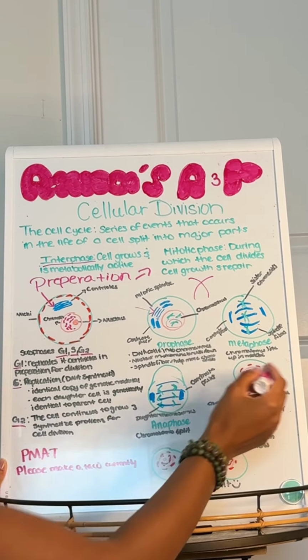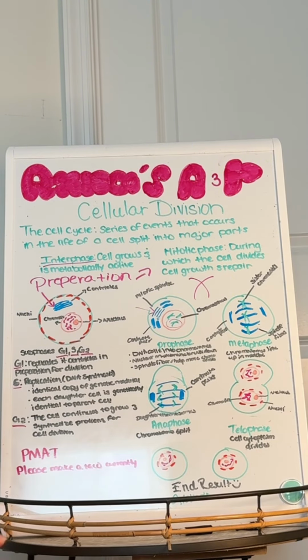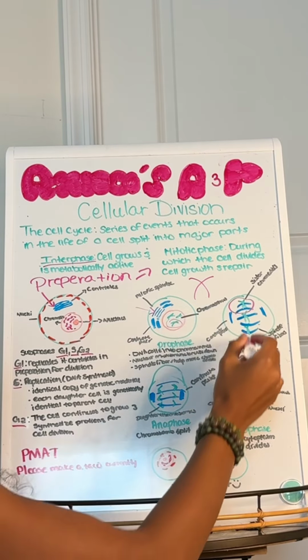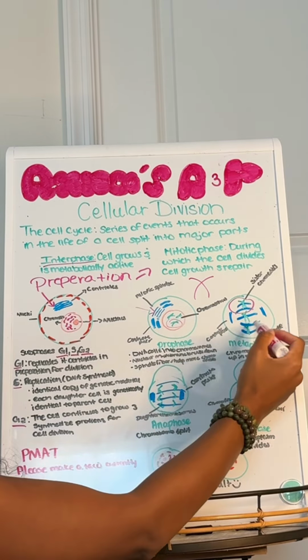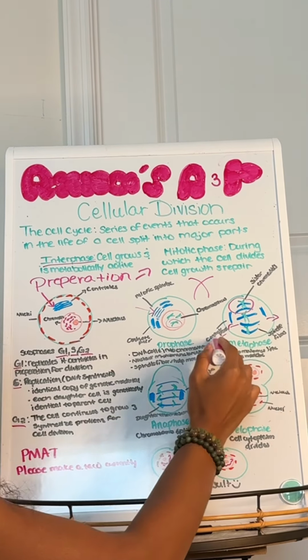Next phase is the metaphase. This is literally meta, think of middle, middle. This is when the chromosomes align in the middle, the sister chromosomes. So these are the sister chromosomes. This is them aligning in the middle. This is the spindle fibers allowing it to move around.